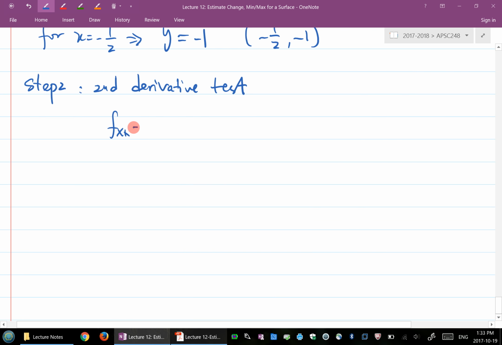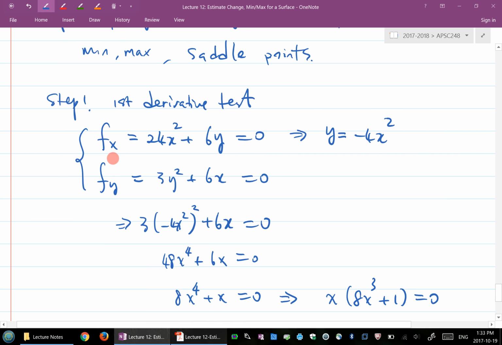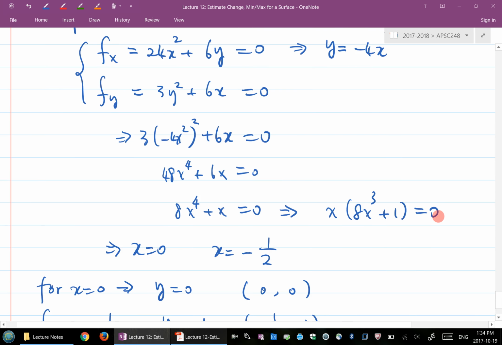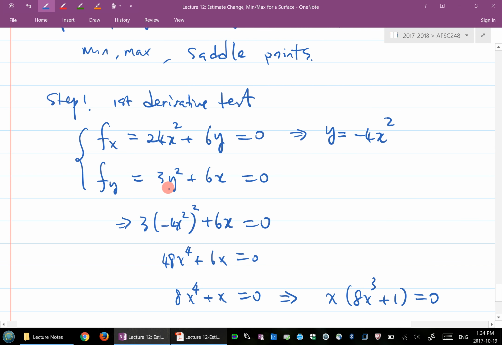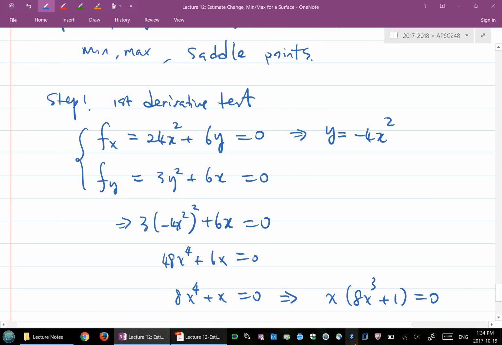So fxx equal to what? fyy equal to what? And then fxy equal to what? It's a very simple derivative. So your fx is this one, fy is this one here. If you calculate fxx, looking at the first one, take another partial derivative of this term with respect to x. So that's 24 times 2, which is 48x. This is 0. So 48x. And for fyy, taking the partial derivative of this term with respect to y, that's 6y.